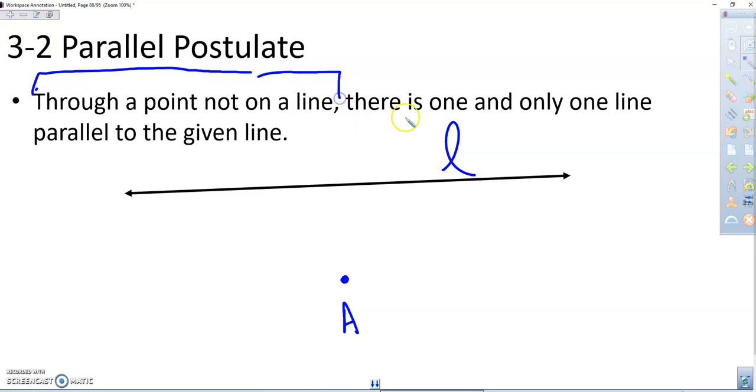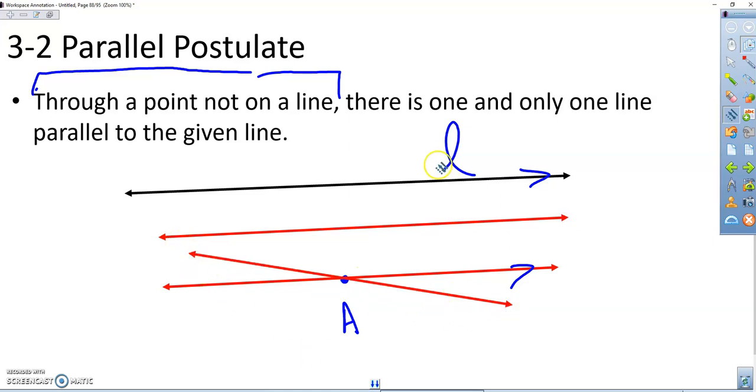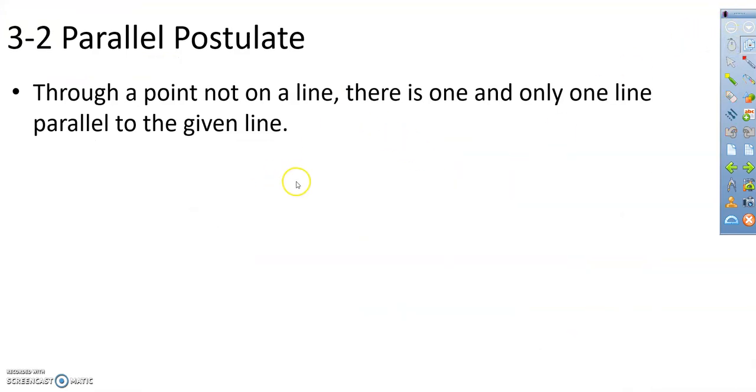Through a point not on a line, there is one and only one line that's parallel to this. So if I draw this other line here that is parallel to it, these two are parallel to each other. This red line here is the only possible line that goes through A and is parallel to L. We could draw lines that are also parallel, but they don't go through A. And this line goes through A, but is not parallel to L. This is the only one that goes through A and is parallel with L. Kind of an obvious thing here, but it's got to be said.